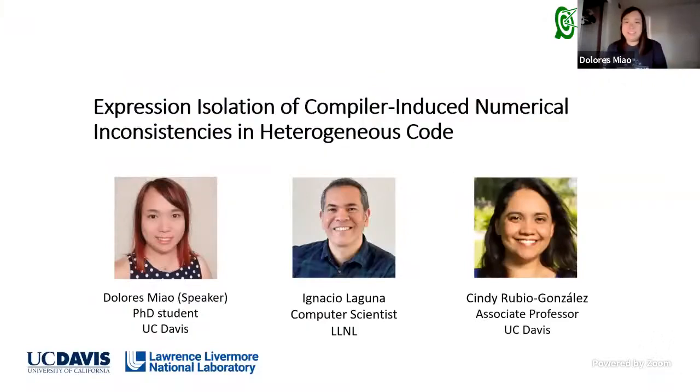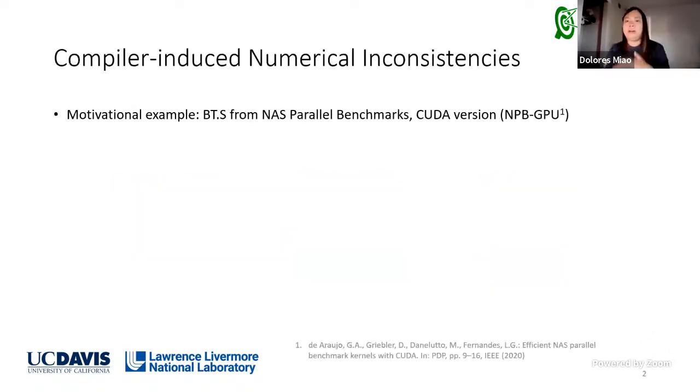Okay, so hello everyone. My name is Dolores. I am a doctoral student at UC Davis. I hereby present our work with LNL about isolating the expressions that cause compiler-induced numerical inconsistencies in heterogeneous programs. So compiler-induced numerical inconsistencies are those that, because of the use of different compilers or aggressive compiler optimizations, the result of the computation comes out differently.